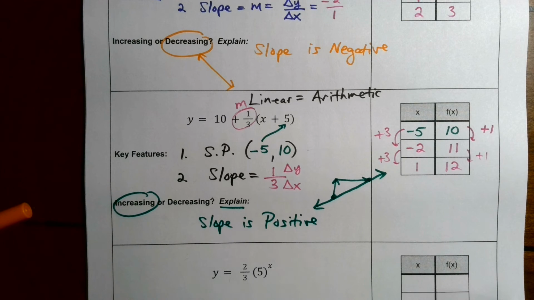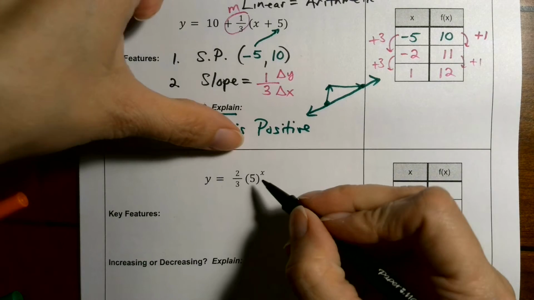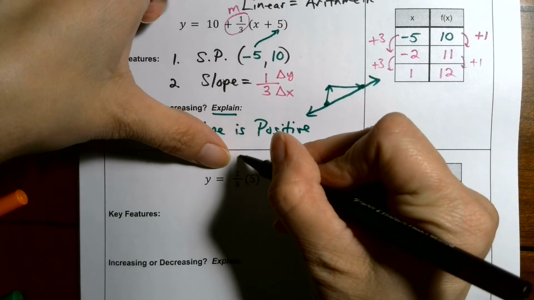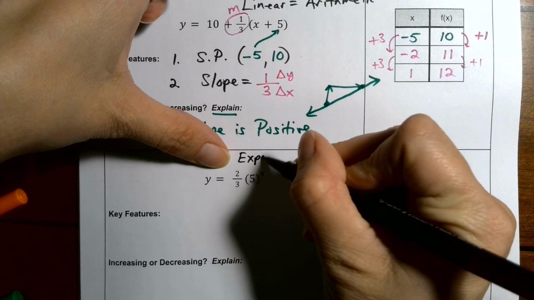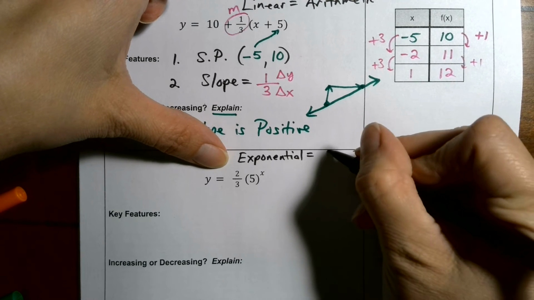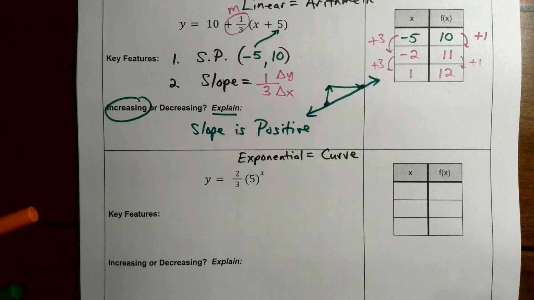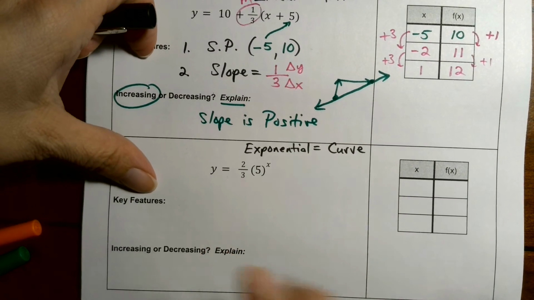This last example has an exponent. And when you see an exponent, it means that it's going to be exponential. And exponential graphs, remember, look like a curve. They have multiply or divide patterns. So the key features are going to be a little different.